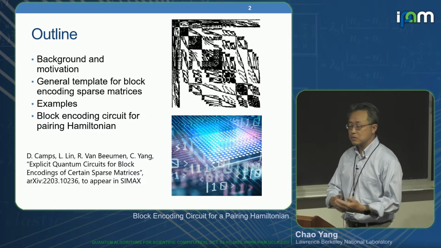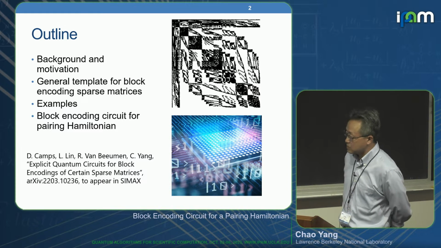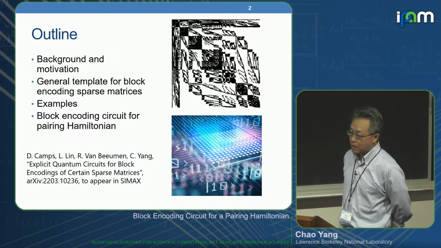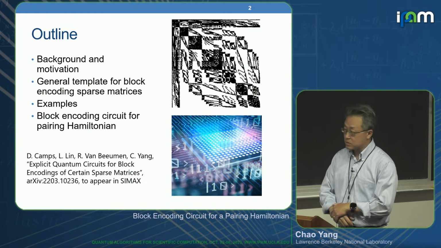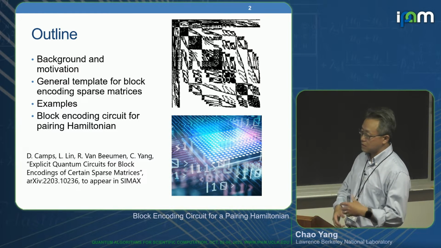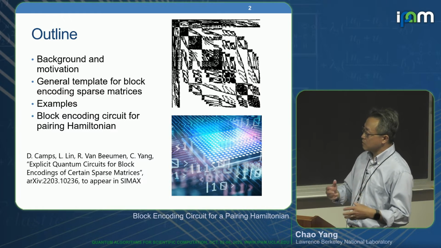Pairing Hamiltonian is a special type of Hamiltonian that's of interest in nuclear physics. But I'm not going to talk about nuclear physics in this talk. This is basically a simplified model that illustrates how we might be able to write down the block encoding circuit for fermionic second quantized Hamiltonian.